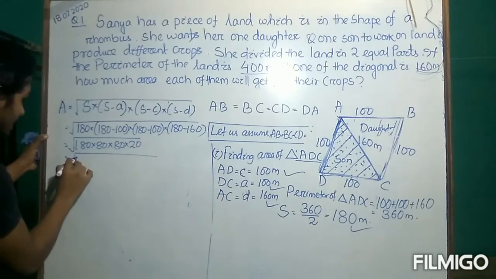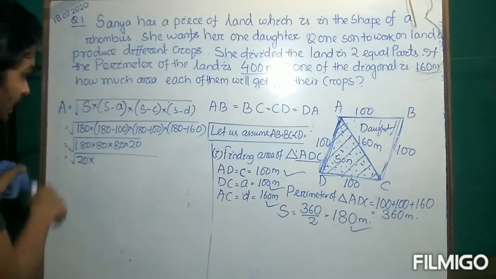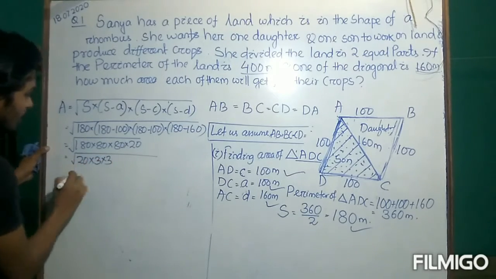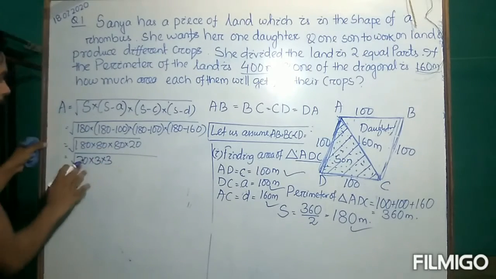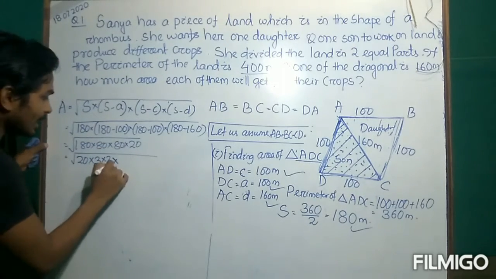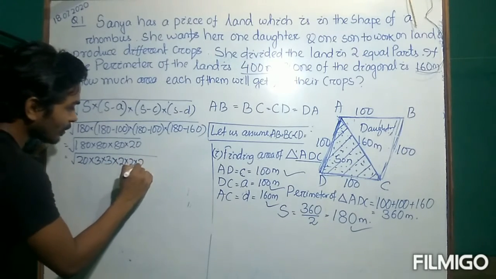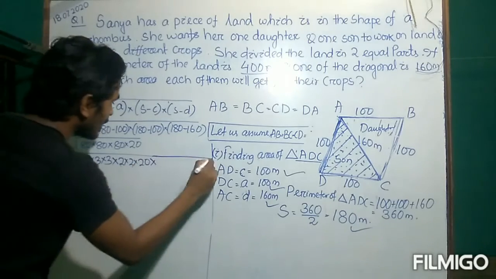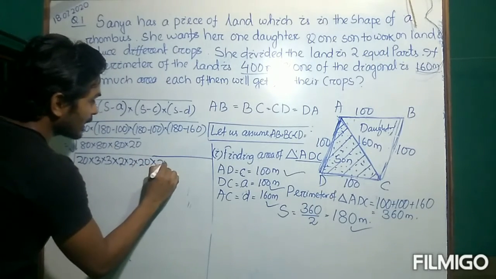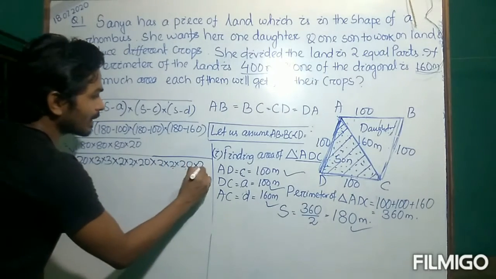So 180 can be factorized as 20 into 3 into 3. You can also factorize 20, but for my convenience I factorized it in the form of 20. Now 80 can be factorized as 2 into 2 into 20, since 2 twos are 4, 4 twos are 8. Again, this 80 can be factorized as 2 into 2 into 20, and this 20 can be written as 20.